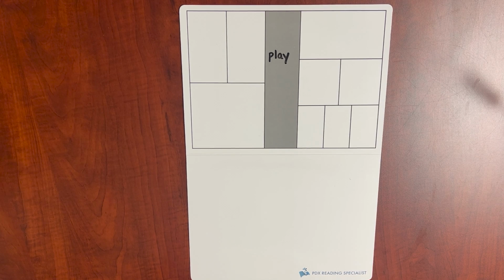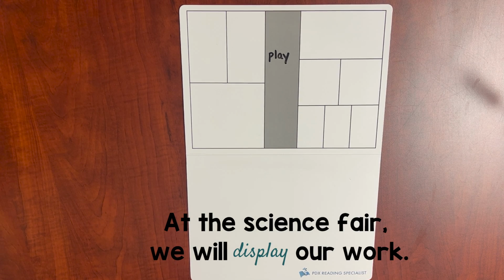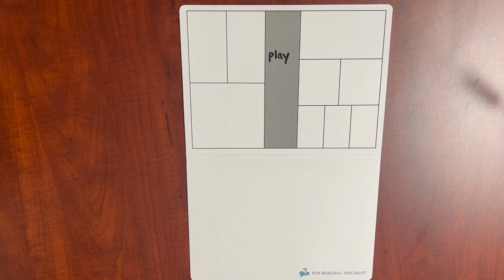Now, when I'm doing this with students, I want to generate a whole list of words that contain the base play. And of course, oftentimes, they're going to know right off the bat words like playing and player and played. And sometimes I'm going to have to use sentence starters to help them. Like, at the science fair, we will display our science work.